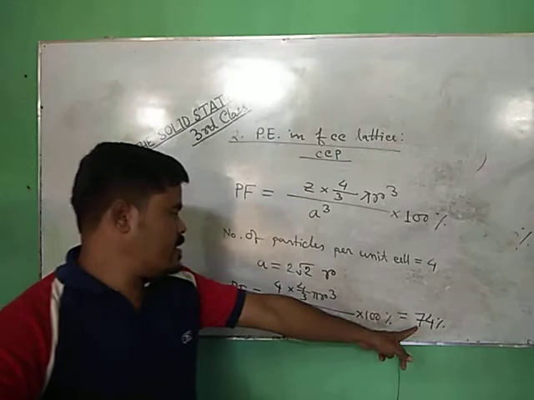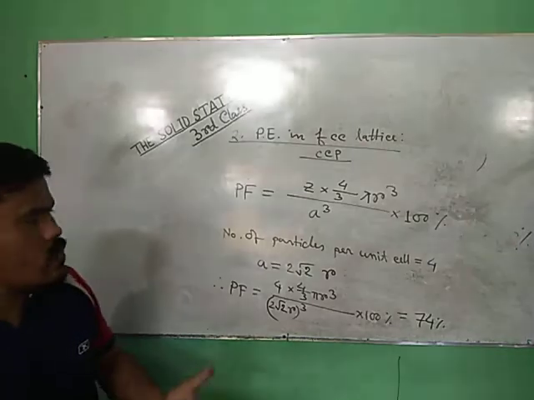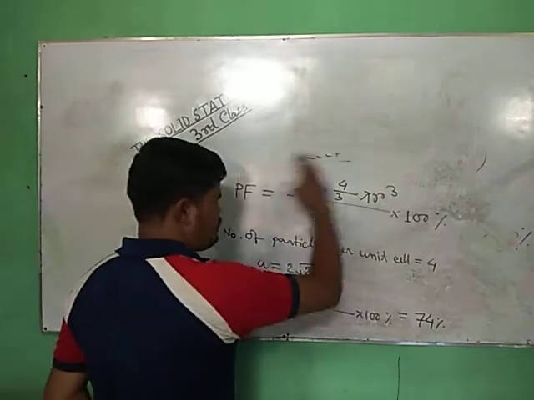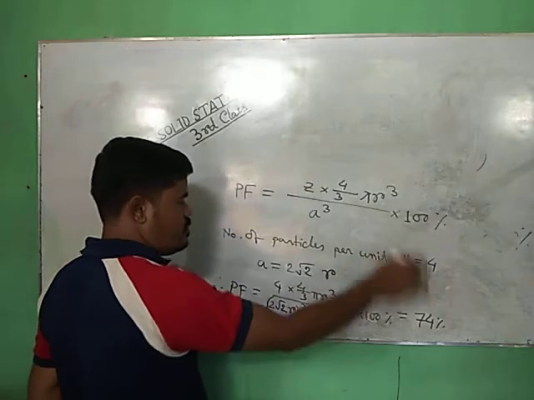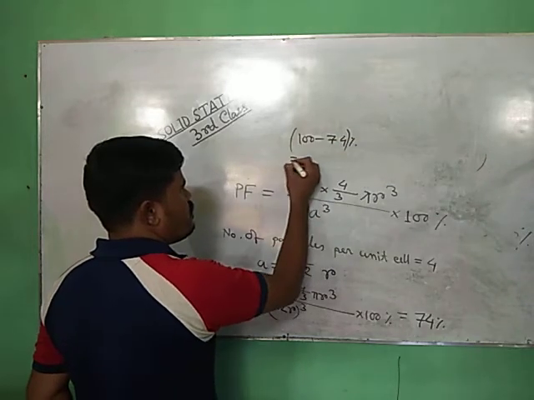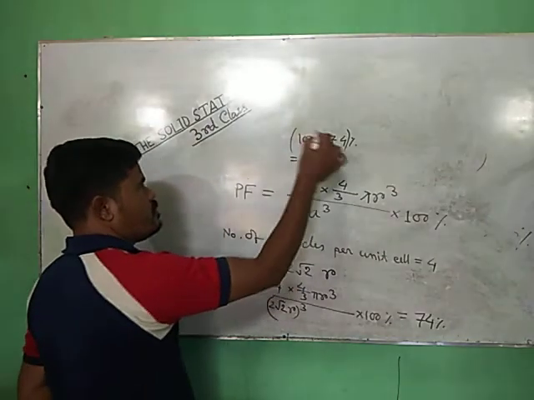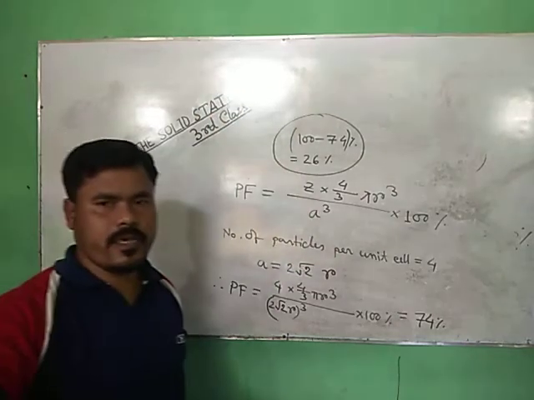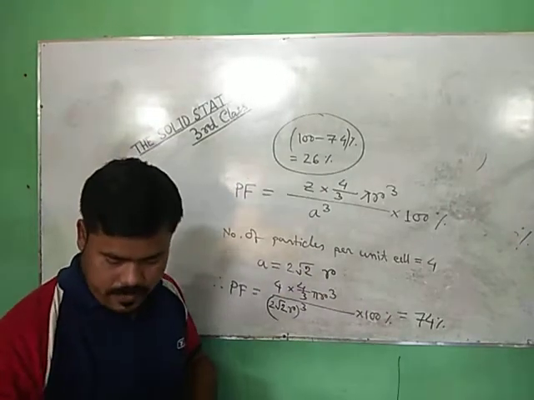Since 74% space is occupied, since packing efficiency, packing fraction is 74%, what will the empty, vacant space be? It will be 100 minus 74%. So the result is 26%. This is the percentage of empty space, void.